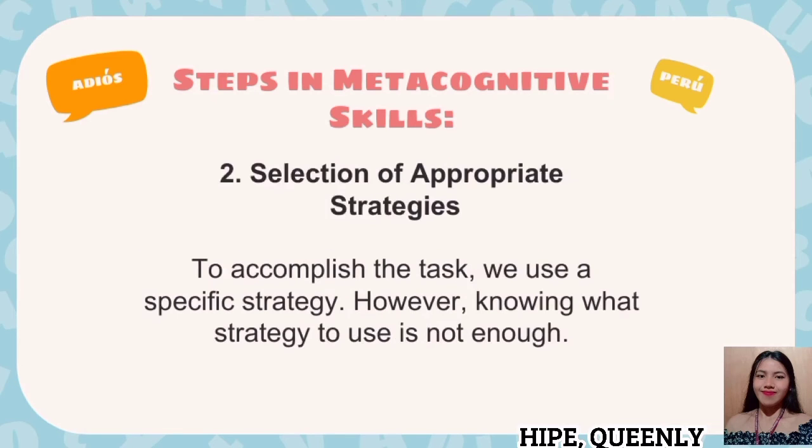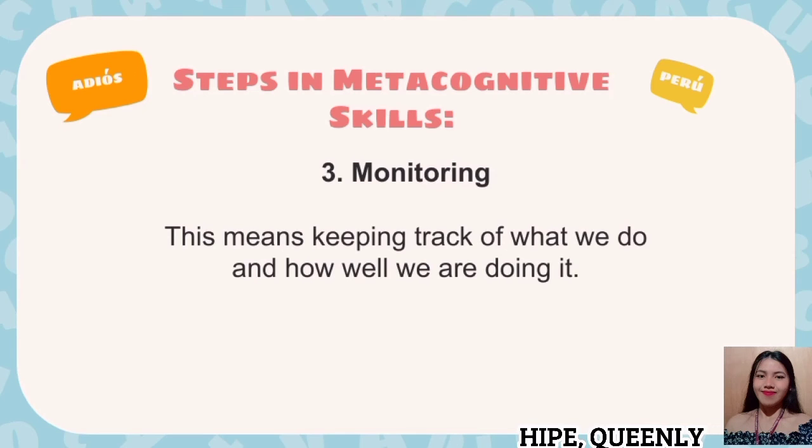Selection of appropriate strategies comes next after we have diagnosed the material. To accomplish the task, we use a specific strategy. However, knowing what strategy to use is not enough. So, you will select a strategy that you will use in order to accomplish that certain goal. But remember, it wouldn't be enough. So, here comes the third thing that you will do. Monitor. This means keeping track of what we do and how well we are doing it. For example, if a certain strategy works best in a particular task, we tend to continue using it.